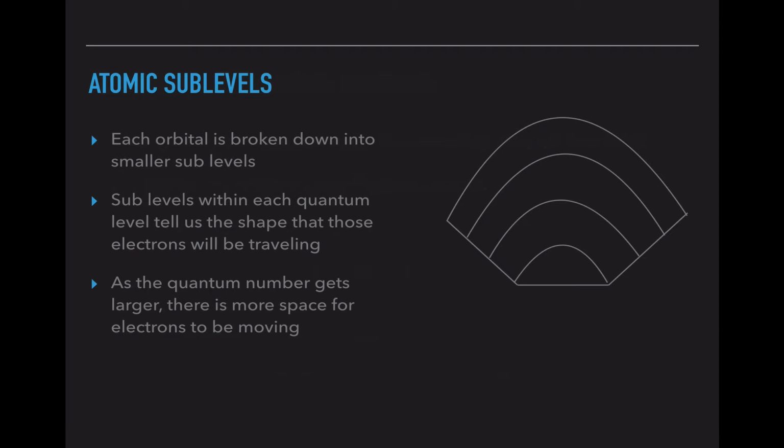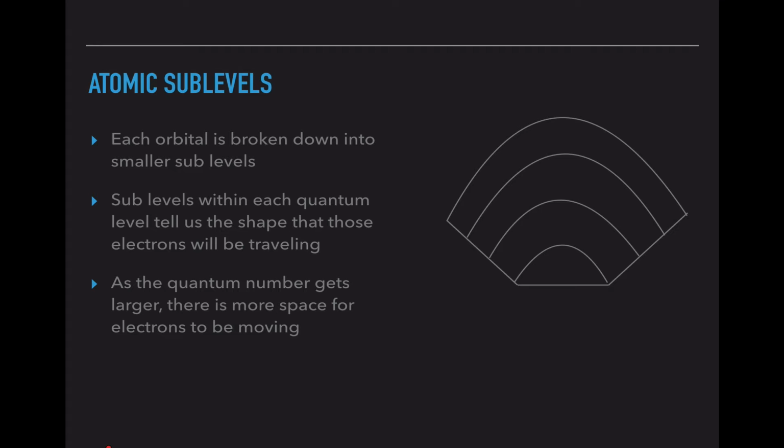Each orbital is broken down into smaller sublevels. So this kind of looks like stadium seating at a theater. And each sublevel within the quantum level tells us the shape that those electrons are traveling. As the quantum number gets larger, there's more space for the electrons to move.